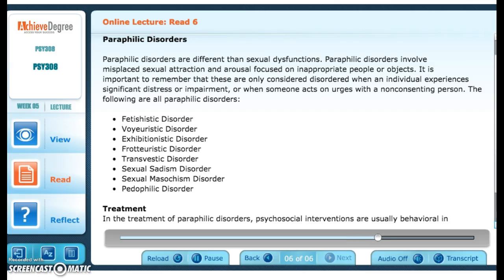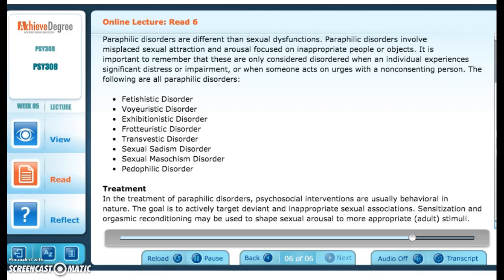In the treatment of paraphilic disorders, psychosocial interventions are usually behavioral in nature. The goal is to actively target deviant and inappropriate sexual associations. Sensitization and orgasmic reconditioning may be used to shape sexual arousal to more appropriate adult stimuli.